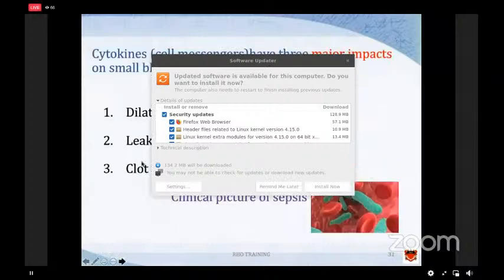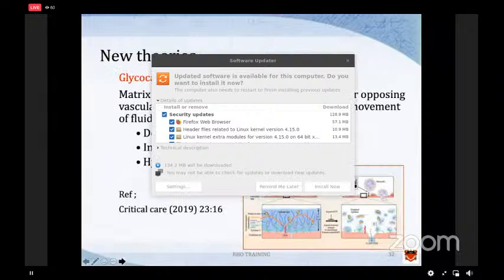So what is the clinical picture of sepsis? They will cause vasodilatation, which causes a severe drop in blood pressure. They will cause leaking of volume, so patients will develop edema and hypovolemia. And because of the activation of the anti-inflammatory pathway, they will form microinfarctions. So altogether, they give rise to the clinical picture of sepsis.